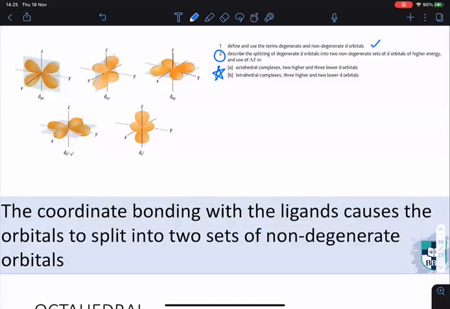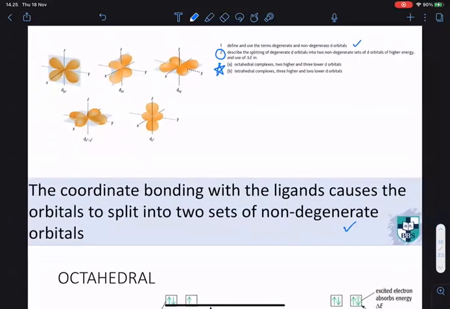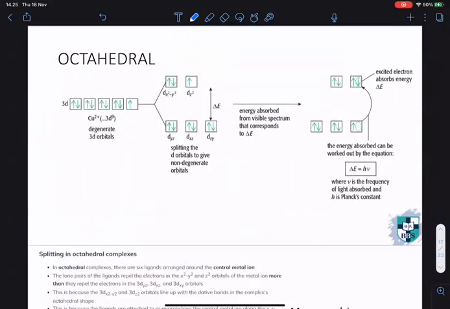But whatever is explained over there, I have put it in a bigger form over here. The coordinate bonding with the ligands causes the d orbitals to split into two sets of non-degenerate orbitals. That is the essence of it. So because of the coordinate bonding, now we have octahedral shape. So what happened? This is going to be degenerate orbitals, all of them at the same energy level.